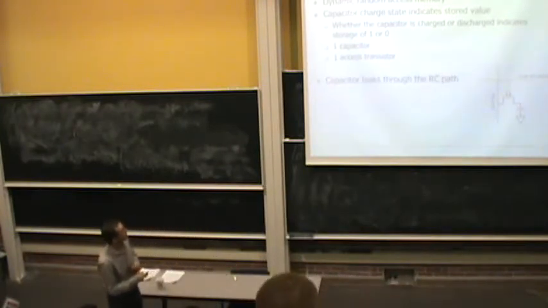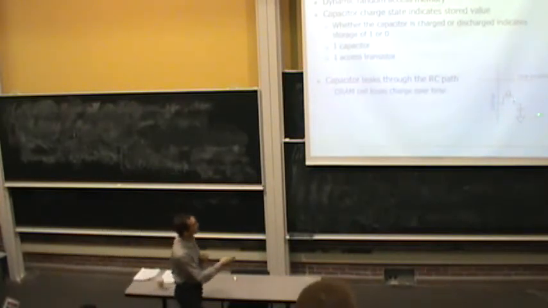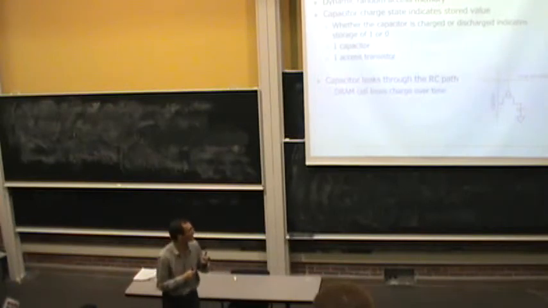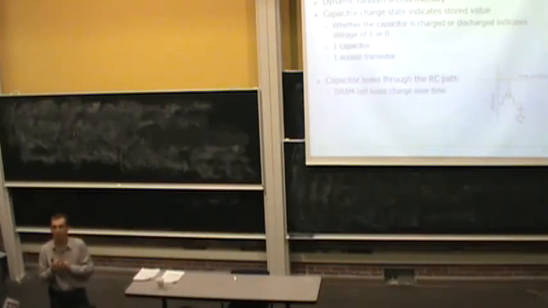Well, there's one problem with this. The capacitor leaks through this RC path, if you will. The capacitor is connected to the bit line, and there's leakage that happens, which means that this capacitor loses charge over time. A DRAM cell, this is a cell, if you will, that stores a bit. A memory cell is the single unit of storage in memory that stores 1 bit.